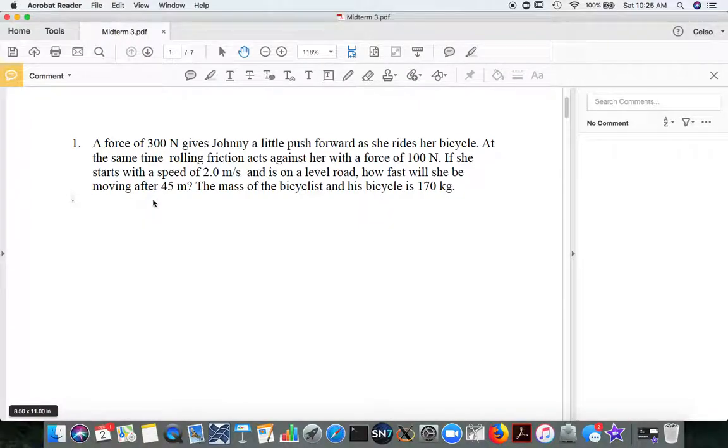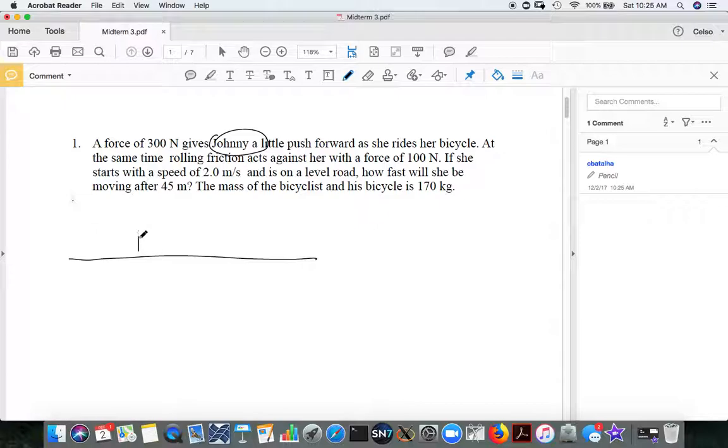Okay, force 300 newtons. This problem I did in class is an old one. Instead of a Johnny, I had Sally. But basically, you have a block. Could it be a bicycle? Could it be a car? Could it be a block? Could it be anything? But there is a forward pushing force of 300 newtons and rolling friction is holding it down 100 newtons.